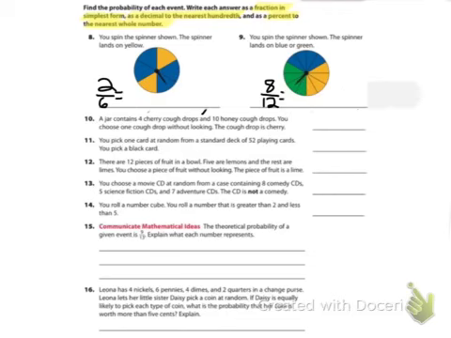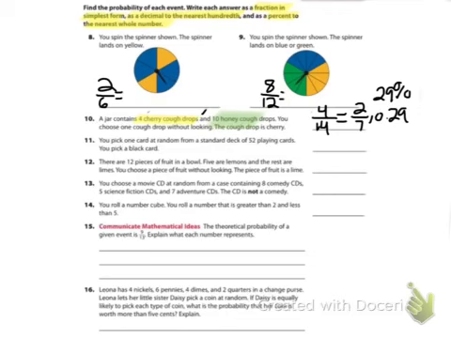Number 10, a jar contains 4 cherry cough drops and 10 honey cough drops. So 4 cherry and 10 honey. You choose one cough drop without looking. The cough drop is cherry. All right, so there are 14 total, and out of those 14, 4 of them are cherry. We can simplify that, divide them both by 2. 4 divided by 2 is 2. 14 divided by 2 is 7. 2/7. Now, 2/7, we want it as a decimal and a percent, is 0.29, which is also 29%.